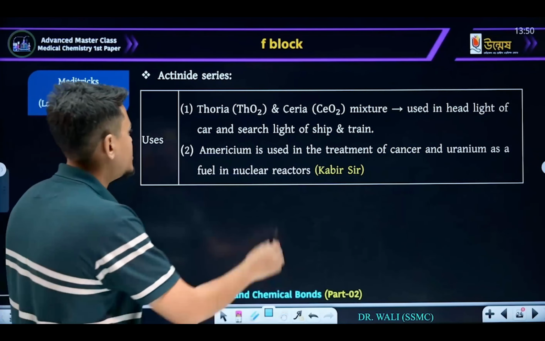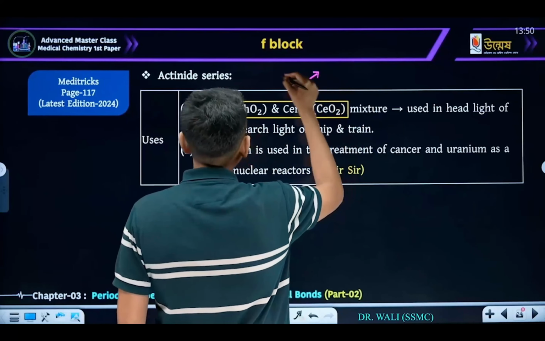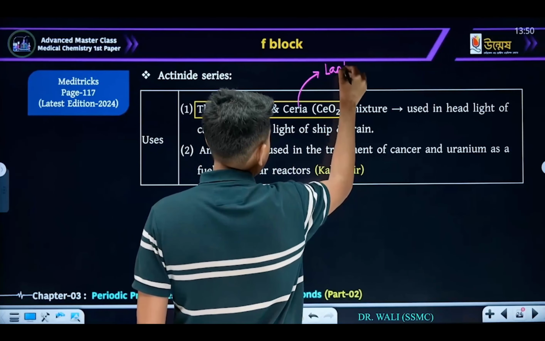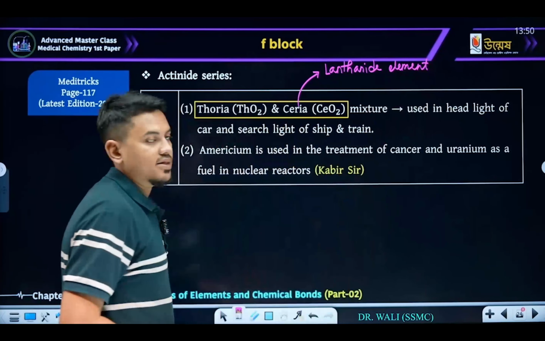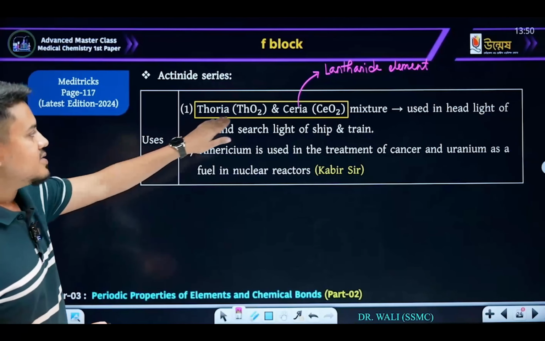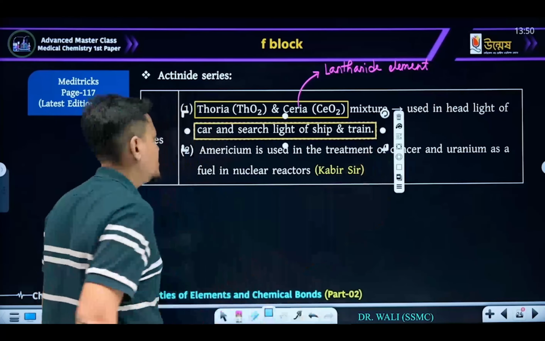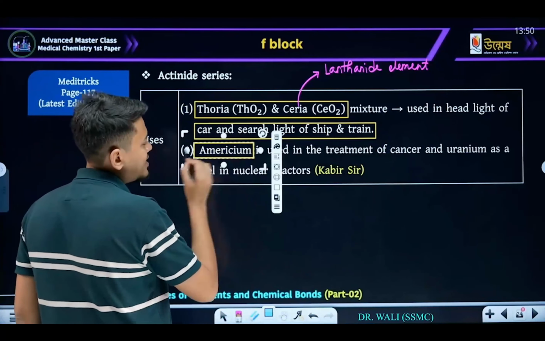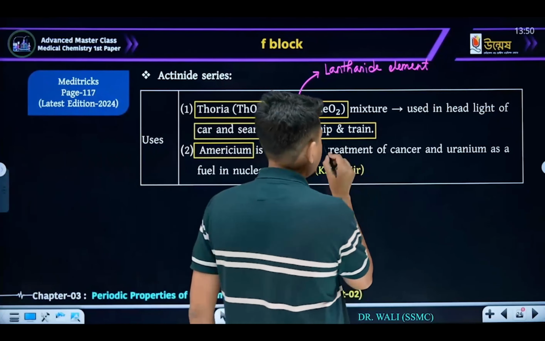Now about the actinide series, we should know about thoria and ceria. Basically, ceria is not a compound of the actinide series, it is a compound of the lanthanide series. It is a lanthanide element, yet it is mentioned in the actinide series section. These two are used in headlights of cars and searchlights of ships and trains. So basically it helps to brighten the light. Moreover, americium is an actinide metal, and it is used in the treatment of cancer.